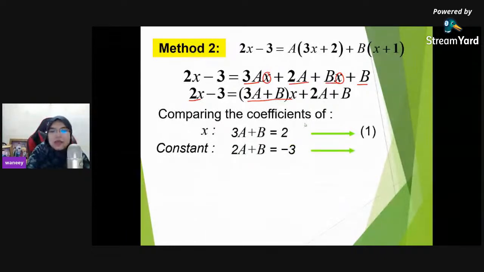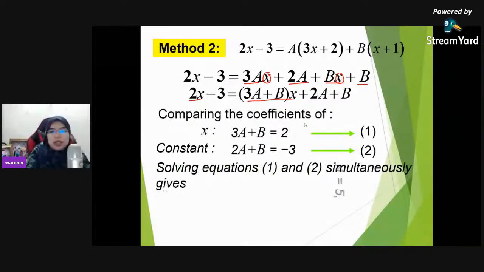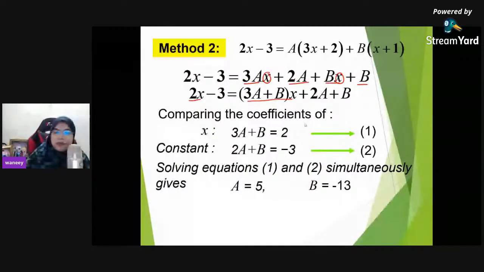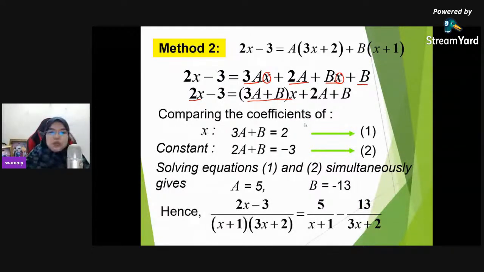Again, solve them simultaneously. Then you are going to get a equal to 5, b is equal to -13. And again, your partial fraction will be 2x minus 3 over x plus 1, 3x plus 2 equal to 5 over x plus 1 minus 13 over 3x plus 2.